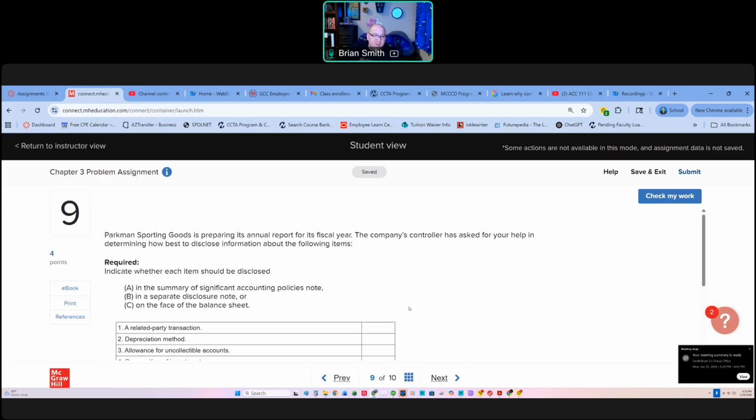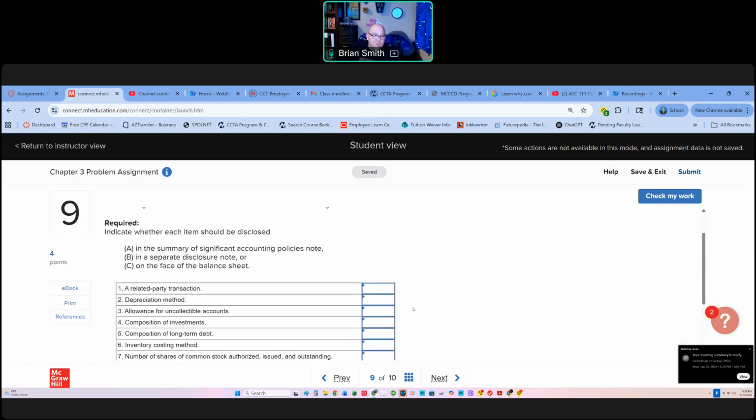Let's check out number 9. All right, this is another one of those where you're basically just trying to figure out which ones things go where. So we're trying to disclose this information. Where do we need to disclose a related party transaction? So here, I think it's going to be in a separate disclosure note.